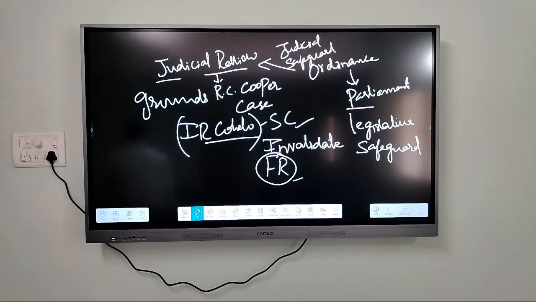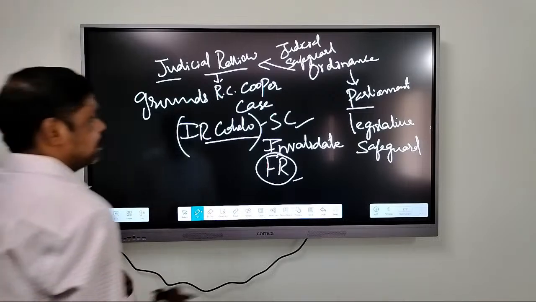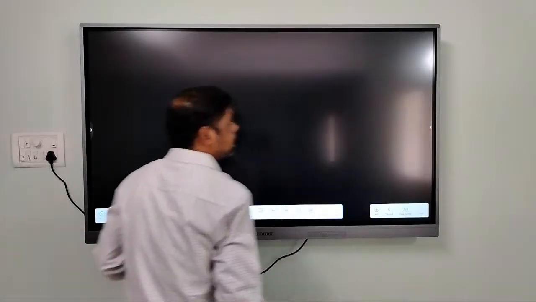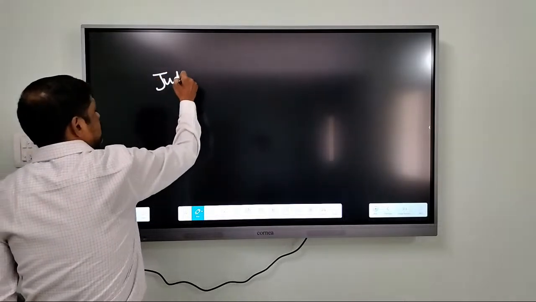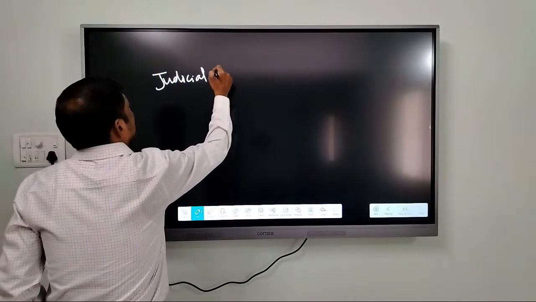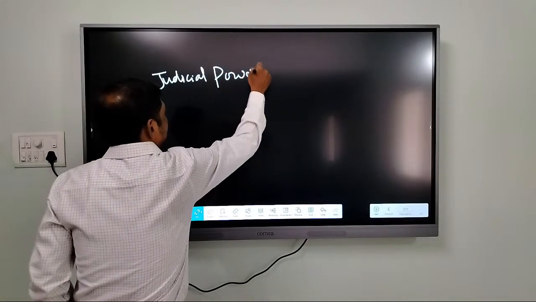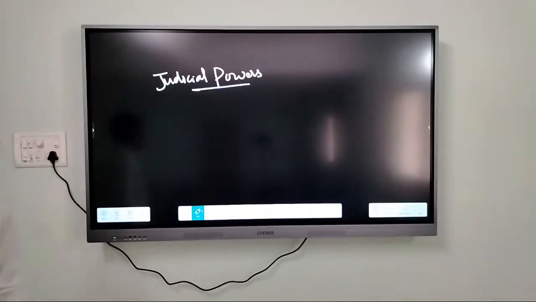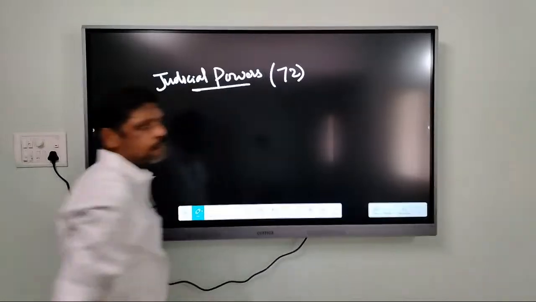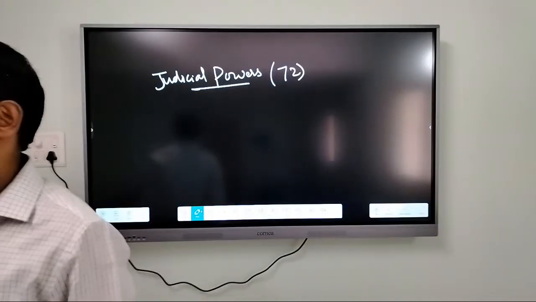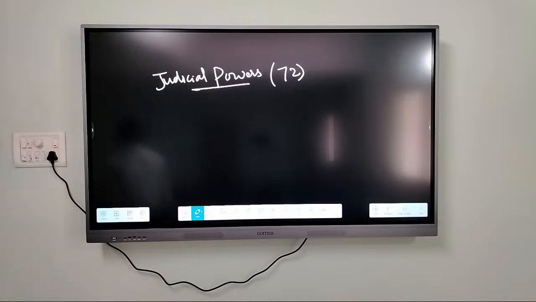Next coming on to judicial powers of President of India, which are mentioned in Article 72 of Indian Constitution. Article 72 of Indian Constitution deals with the judicial powers which are enjoyed by President.